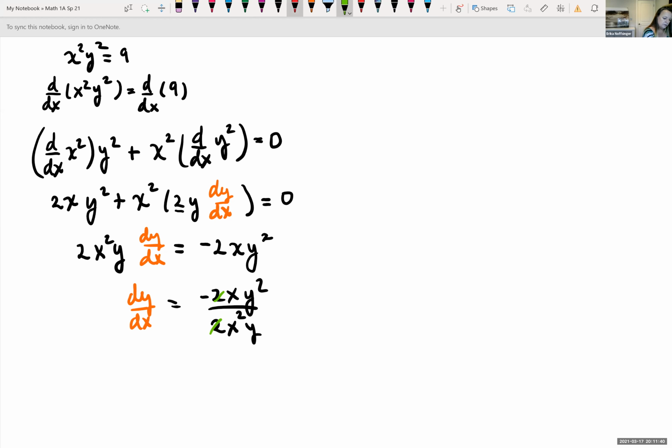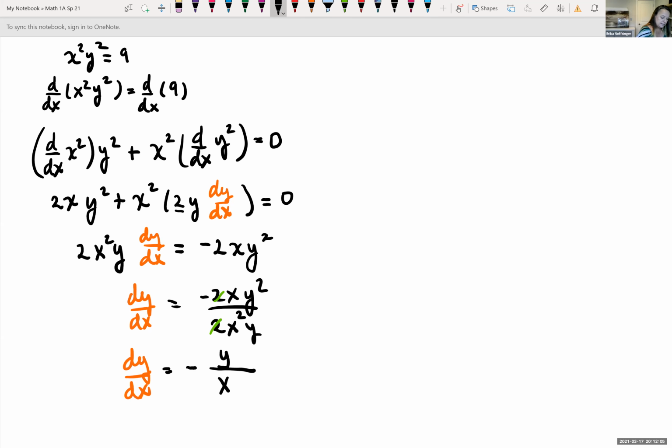So I find that my derivative, dy/dx, is equal to, well, I have an x divided by an x squared. First of all, I have a negative. X divided by x squared, that's going to leave me an x in the denominator. And a y squared divided by y leaves me with a y in the numerator. So that's the derivative function.